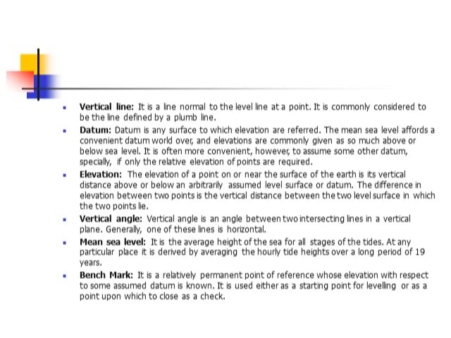Vertical angle is an angle between two intersecting lines in a vertical plane. Generally, one of these lines is horizontal. Mean sea level. It is the average height of the sea for all stages of the tides. At any particular place, it is derived by averaging the hourly tide heights over a long period of 19 years.